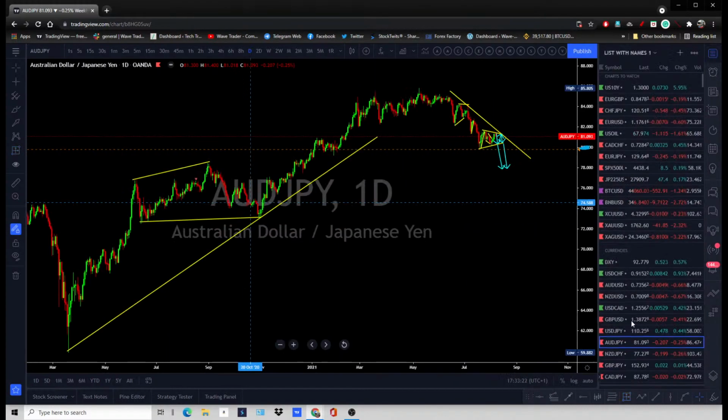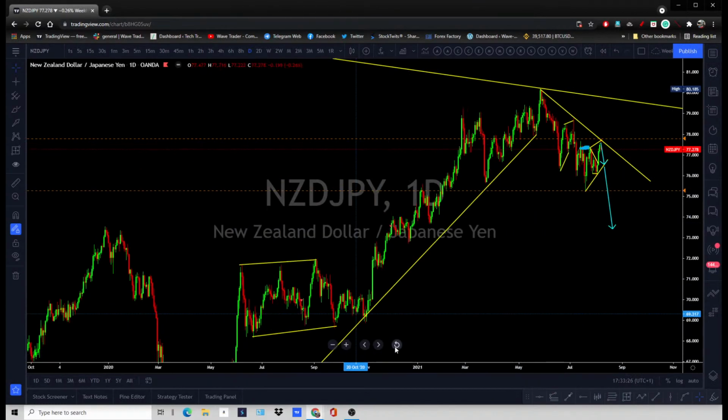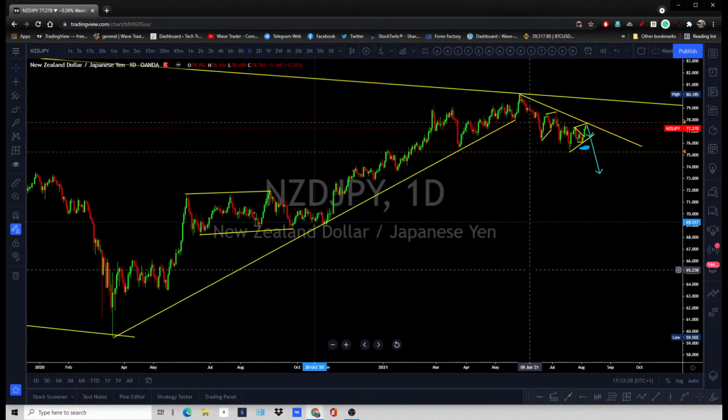So the pairs which are still staying above, let's say the market right now is expecting that the Reserve Bank of New Zealand is going to raise the interest rate quicker than the other central banks. That's causing the New Zealand dollar to stay strong right now. That's the reason the New Zealand dollar is not dropping aggressively to the downside like the Australian dollar. But they can change, and they can follow the other central banks.